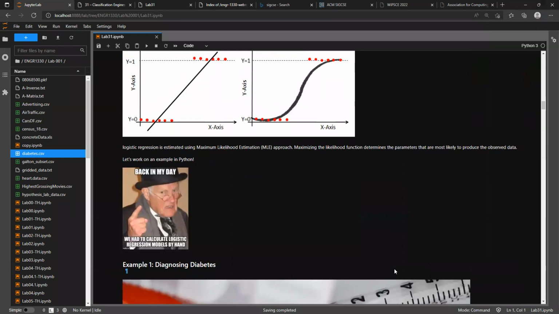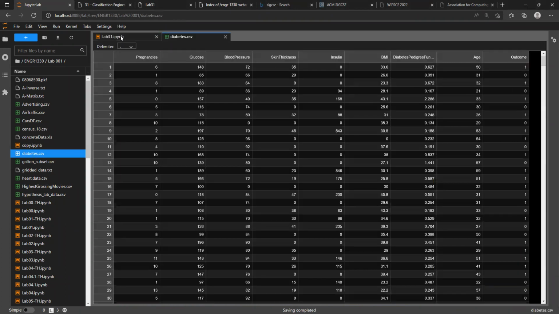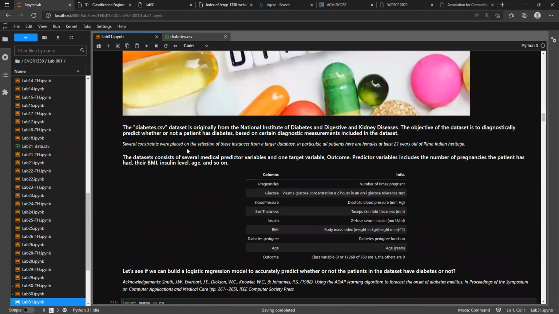Let's do an example. We're going to take some data about people. It looks like this. Where does this data come from? It's real data. It's not just made up. Although, in some fashion, you could say all data is made up.